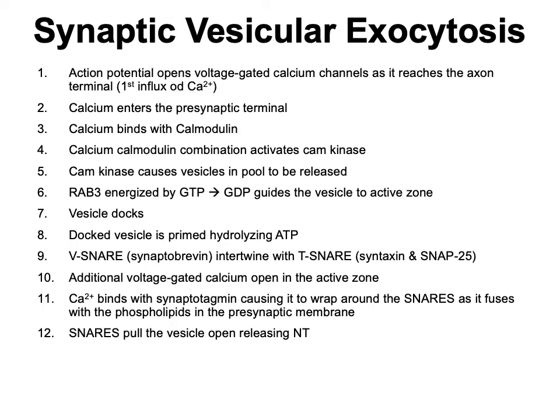Then V snares, known as synaptobrevin, will intertwine with T snares, syntaxin and SNAP25. Additional voltage-gated calcium channels will then open in the active zone. The calcium will bind with synaptotagmin, causing it to wrap around the snares, both the T snares and the V snares, as it fuses with phospholipids in the presynaptic membrane. Then the snares pull apart and open the vesicle, releasing the neurotransmitter.